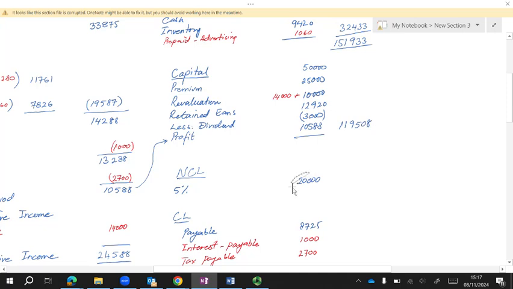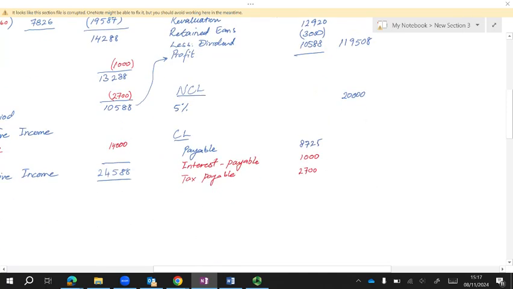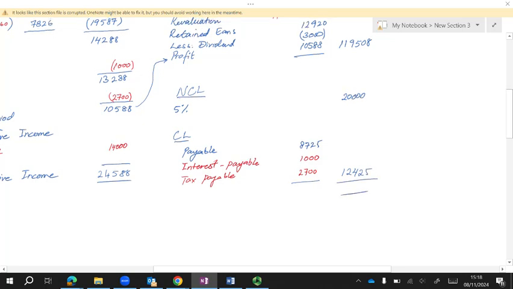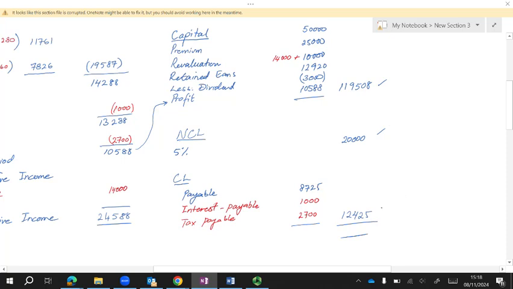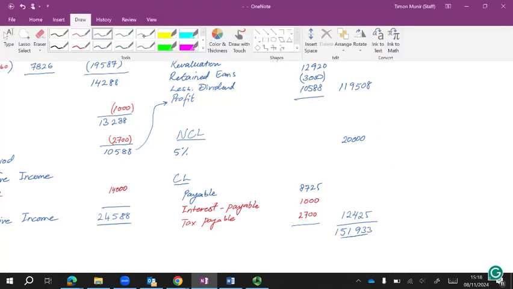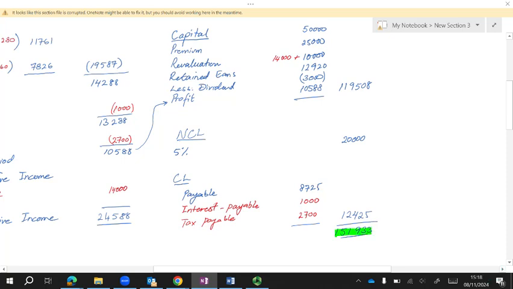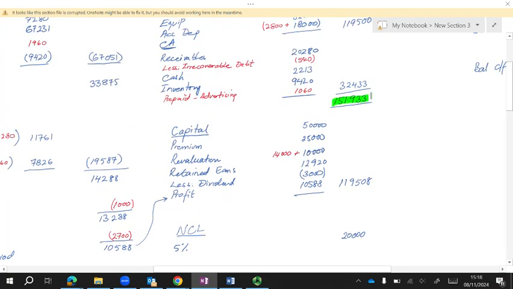The non-current liability is only one figure, so I'm going to move it forward. The current liabilities 8725 plus 1000 plus 2700 is 12425. When we add capital plus non-current liabilities plus current liabilities, the answer will be 151,933, and this figure is equal to all the assets.